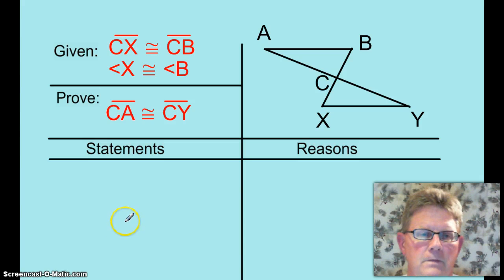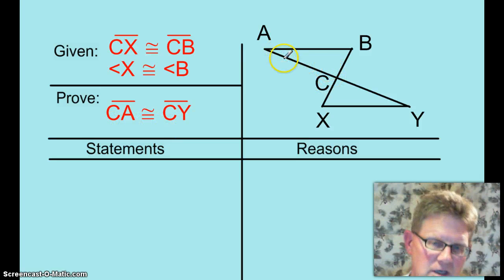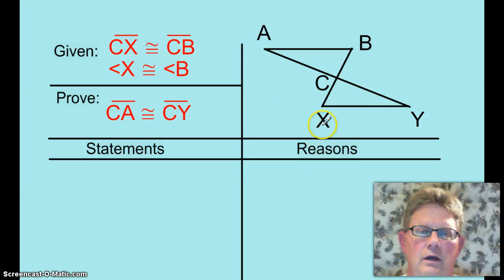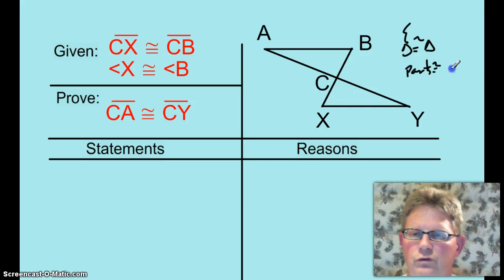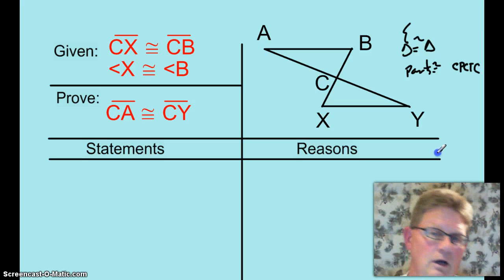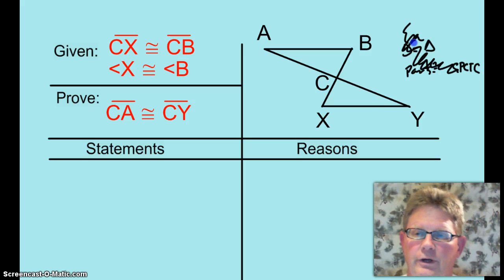Alright, here we go. This time, we're not trying to prove the triangles are congruent. We're trying to prove that CA is congruent to CY. A part of a triangle is congruent to another part of another triangle. So the idea here is we're going to first say that the triangles are congruent. Then we'll say the parts are congruent using the definition of congruent triangles. Or we can also say it this way: corresponding parts of congruent triangles are congruent. So we're going to try to get these two triangles congruent.